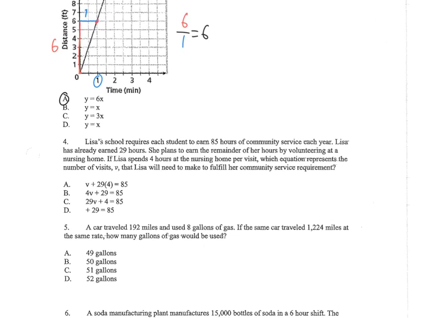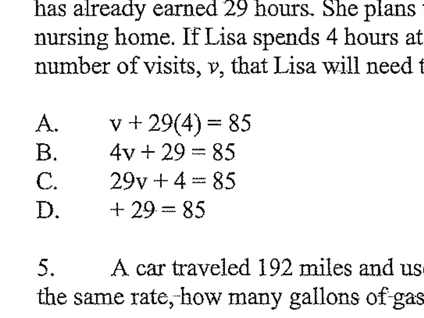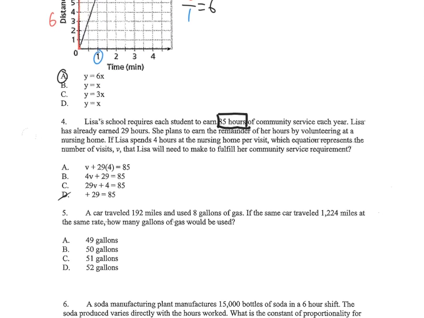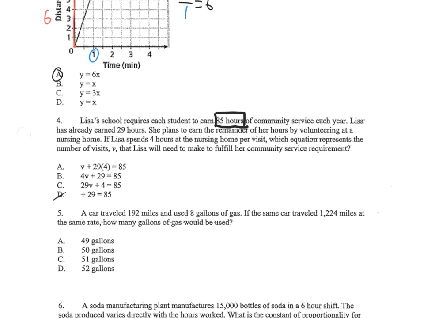Number 4, Lisa's school requires each student to earn 85 hours of community service each year. Before I even keep going, this is the total number of hours, so our answer has to equal 85. I'm taking a look at our answer choices. D doesn't have anything that's correct on there anyway, so probably not going to be that one. Lisa has already earned 29 hours, so that's how much she's already got. That's kind of like our plus b.